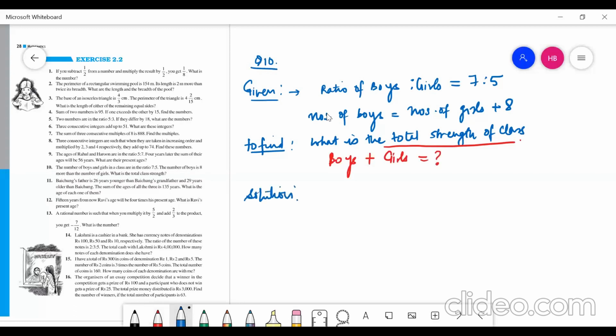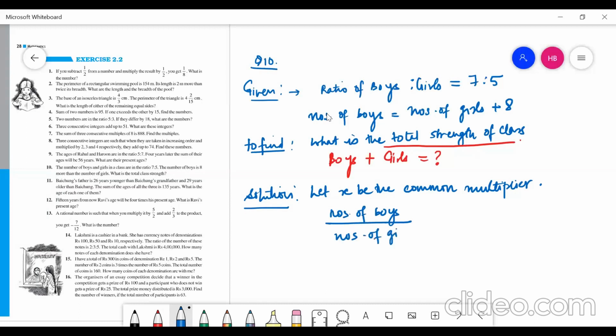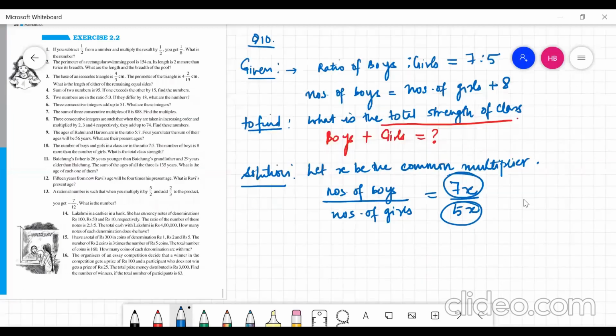I have already told you that in questions where you are dealing with ratio and proportion, your x is going to be the common multiplier. So we will say let x be the common multiplier. So in that case, my ratio of number of boys divided by number of girls will be equal to 7x by 5x. So now my number of boys will become 7x and my number of girls will become 5x, right? If my common multiplier is x.